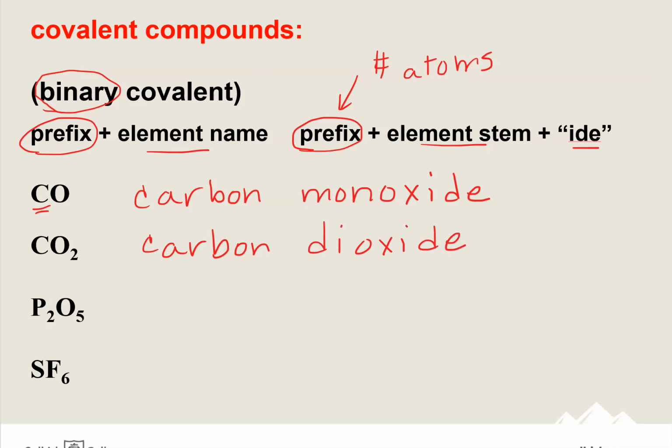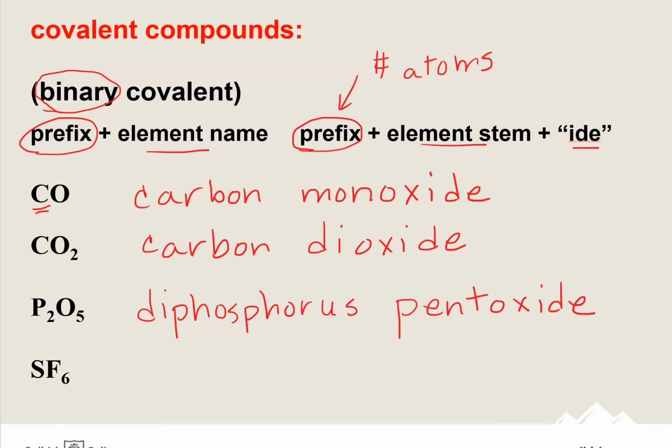P2O5. Pause the video, write the name. That is diphosphorus pentoxide. All right. Love the system. Sometimes students say, I don't know that compound. The cool thing is you don't have to know. The system works whether you're familiar with the compound or not.